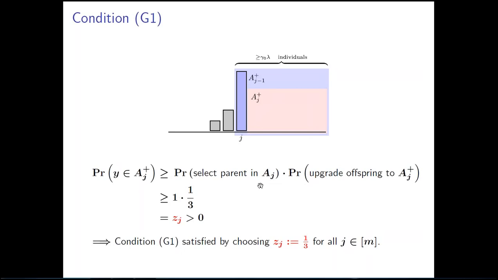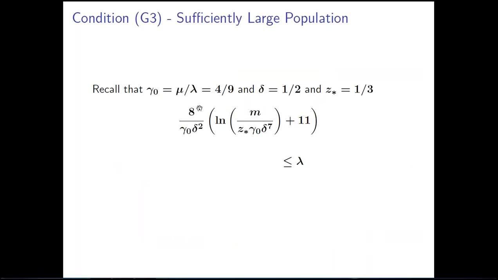And that is probability, it's 1/3, as we saw with this simple mutation operator. So we satisfy now condition G1 by picking Zj to be 1/3. And this we can do for all levels. Okay. The last thing we need to do is to make sure that the population size is large enough.